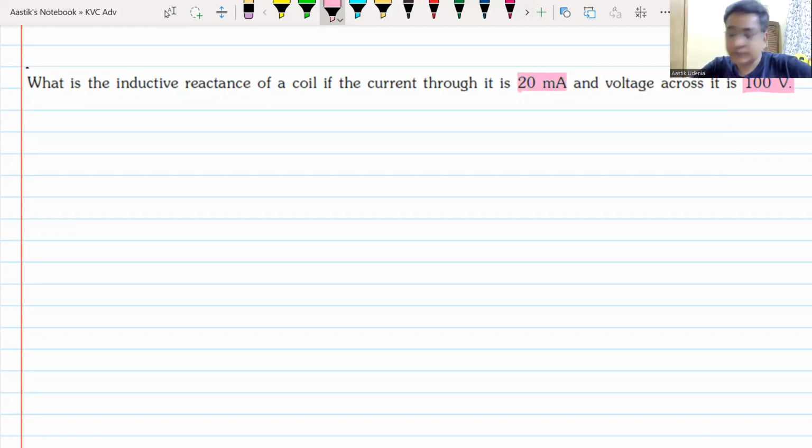RMS. So always the RMS value. So this is the RMS value of current and this is the RMS value of voltage. From this, you have to find out the inductive reactance. I'll give you a minute to solve it.